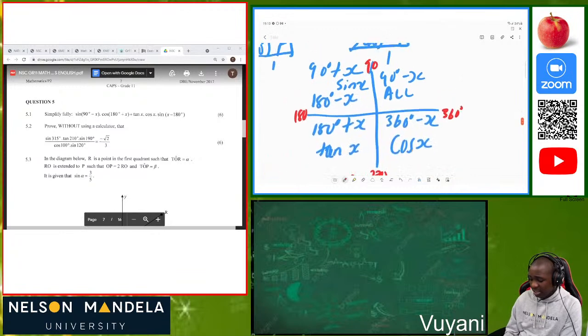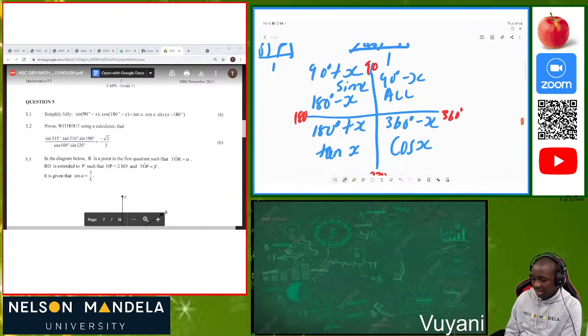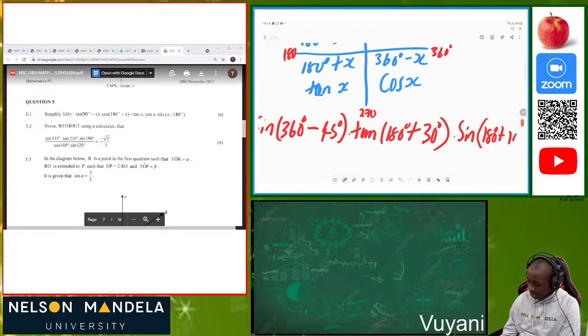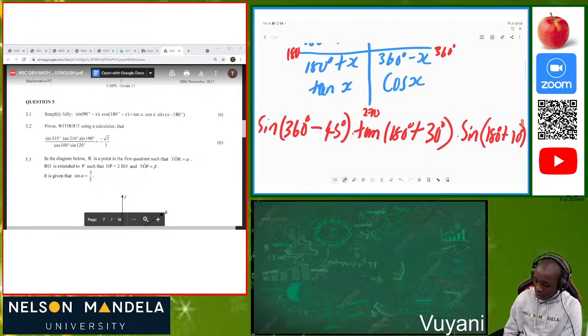Sine 190 degrees is in which quadrant? It is in the third quadrant. So in the third quadrant, we say 180 degrees plus. So what we're going to have here, multiplied by sine of 180 degrees plus what? Plus 10 degrees, because 190 degrees minus 180, we get 10 degrees. So it's going to be 180 degrees plus 10 degrees. After that, we divide everything.